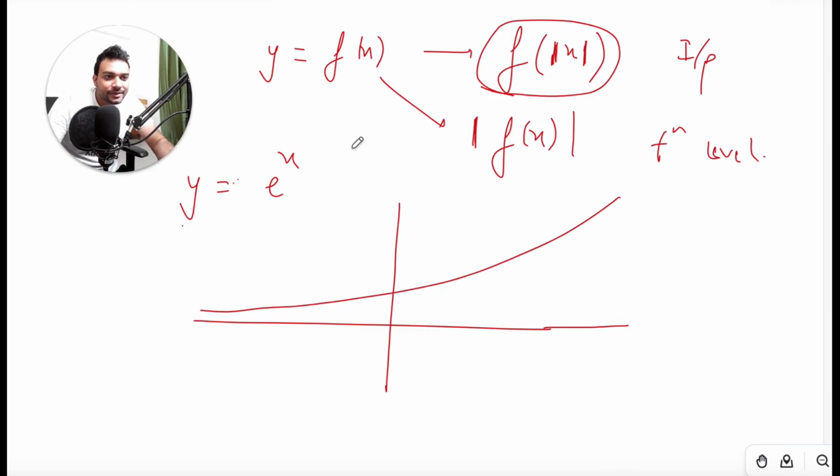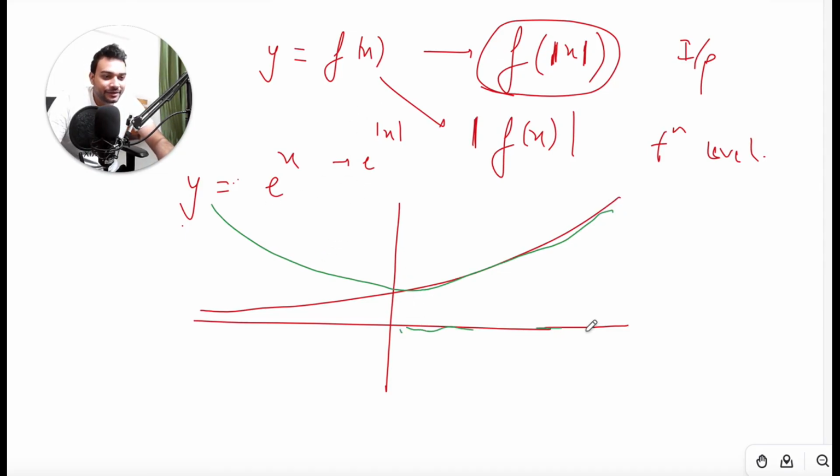The moment you do e raised to the power mod of x, you basically copy the graph on the right hand side of the y-axis, the positive x graph, onto the negative x side, because even if you give x as negative 1, it's coming out as positive 1. Whatever's happening on the positive x side will happen on the negative x side as well. So this is the graph of e raised to mod x, or absolute value of x.